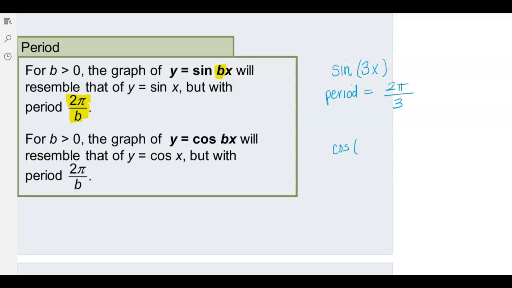Suppose I had the cosine of 1/5 x. The new period of that is going to be 2 pi divided by 1/5. When you divide by a fraction, it's the same as multiplying by the reciprocal. So the period here is going to be 10 pi.